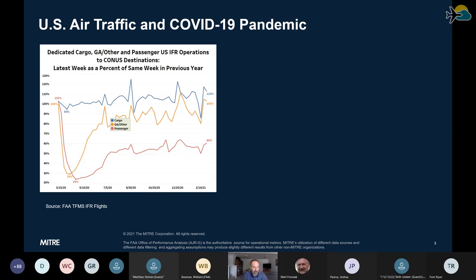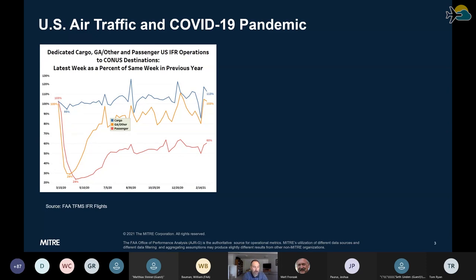So what you see is, and as we know and have seen for a long time, cargo has been clipping along, cargo operations 90, 100, 100 plus percent around the holidays. The GA, as you might have heard, has also picked up and recovered quite quickly, and they've been marching along at 90 and over 100% at times, also around the holidays. And you see the passenger flights have picked up from the floor, which was back in April and May.